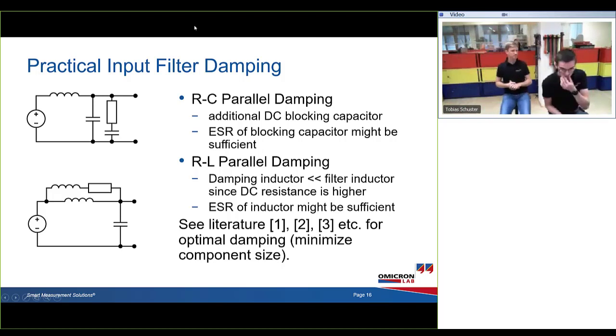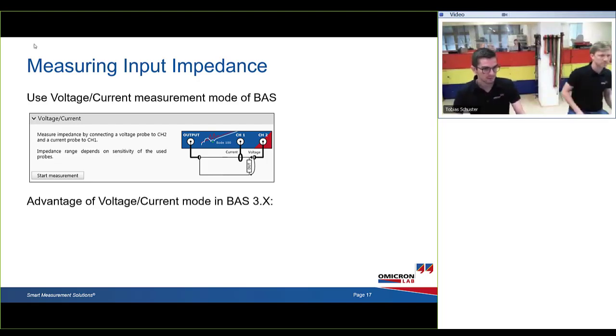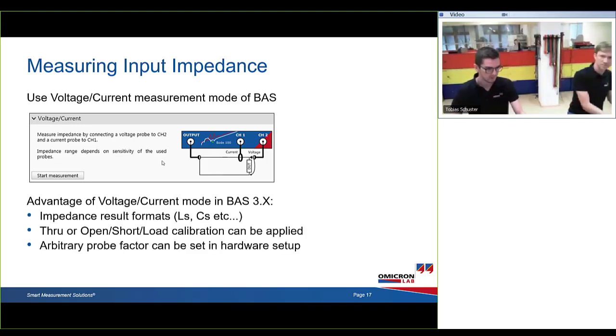Okay, let's go on. Now we'll show you how to measure the input impedance. What are the possibilities using the Bode 100? First of all, we use the voltage current measurement method within the Bode Analyzer Suite. You can see a picture here. The Bode 100 is already preset to do this measurement. The advantage of this measurement method is that it directly shows impedance results, so you can display the series inductance, the series capacitance, or whatever impedance value you want to show. It also offers the possibility to do a through or open short low calibration, and an arbitrary probe factor can be set within the hardware setup.